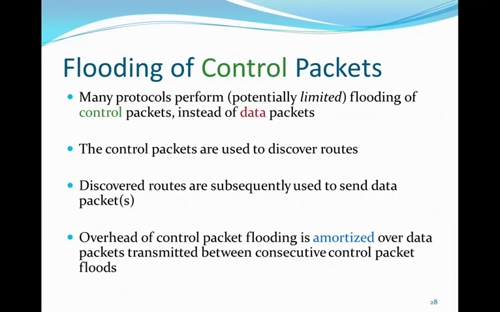The overhead of control packet flooding is amortized over the data packets transmitted between consecutive control packet floods. It is very important to know that sharing all that information, exposing your data to all users of the network, is not good. It is important to focus only on the control data, transferring control information to the destination node. And when the destination replies back, then you can deliver the desired data to the destination node.